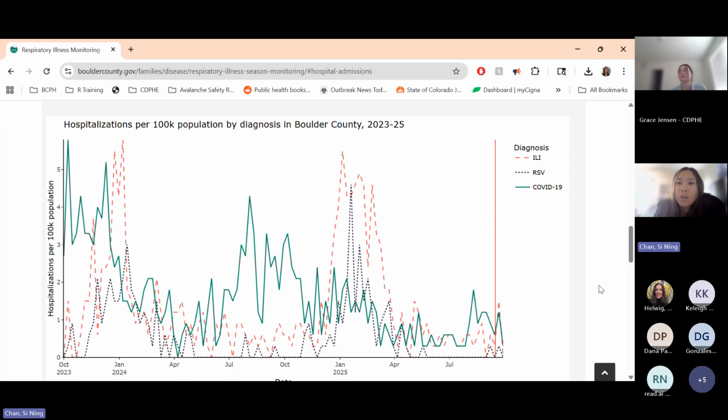So this first graph that is here on my screen just goes over our hospitalizations per 100K population. Like I said, this comes in through our hospital systems.